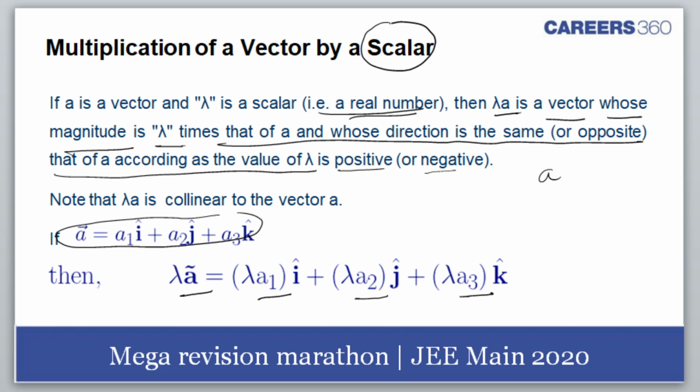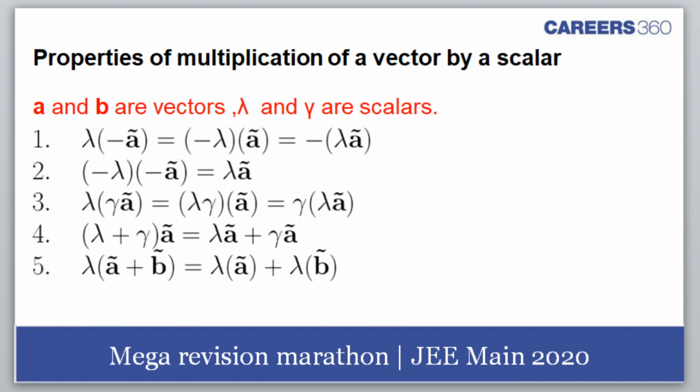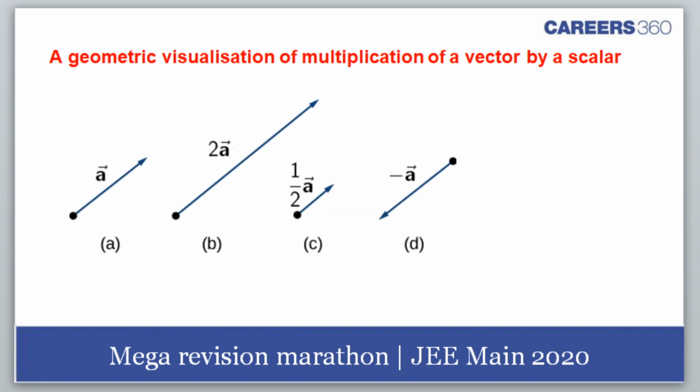Now let's come to the next slide. Properties of multiplication of a vector by a scalar. This all is pretty obvious, I don't want to elaborate on this. Then a geometrical visualization of multiplication of a vector by a scalar. Here you have to understand that if A is a vector, then 2A would be twice the vector in the same direction. Half A would be half of the magnitude.